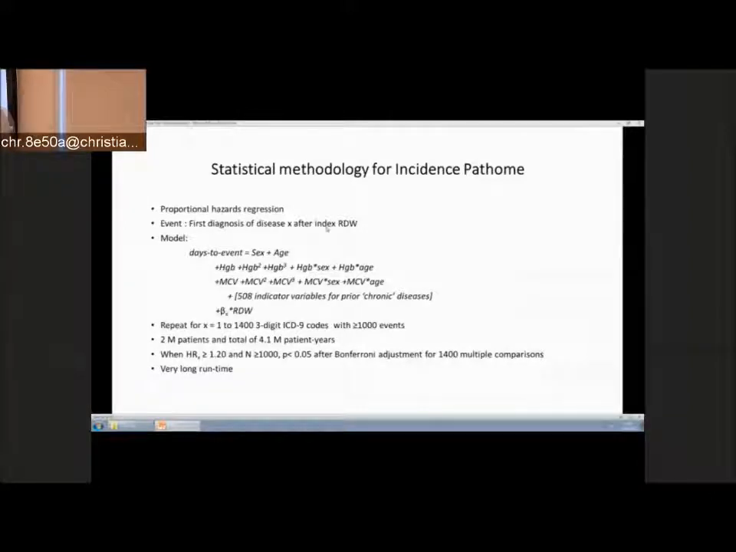I won't go through all the details except to point out that there are 1,400 different disease codes which have at least 1,000 cases to look at. So these are the ones I'm looking at. In each of those, we're going to look at 2 million patients and 4.1 million patient years. And every result of greater than 1.2 is significant at 0.05, which means that if you look at all of them together, there's a 1 in 20 chance that one of them is a false positive.